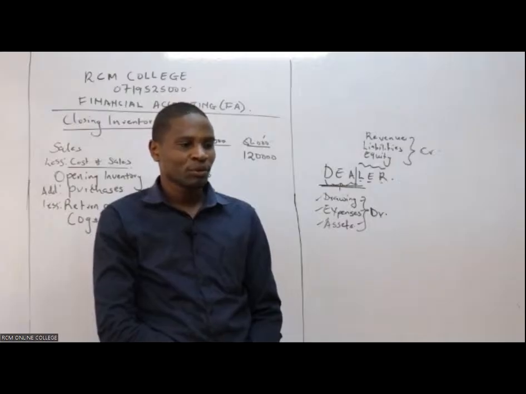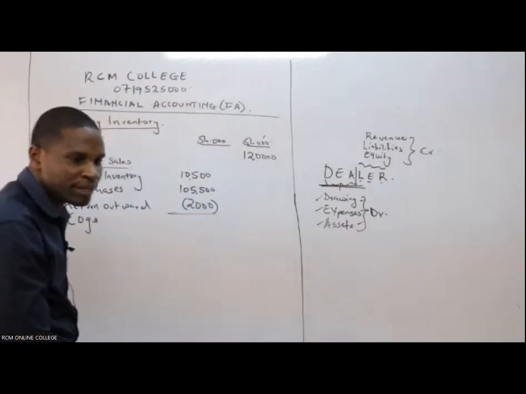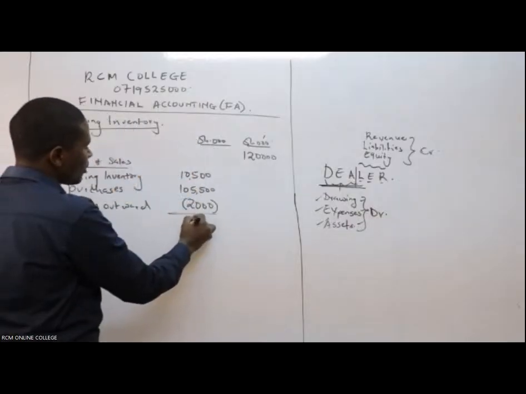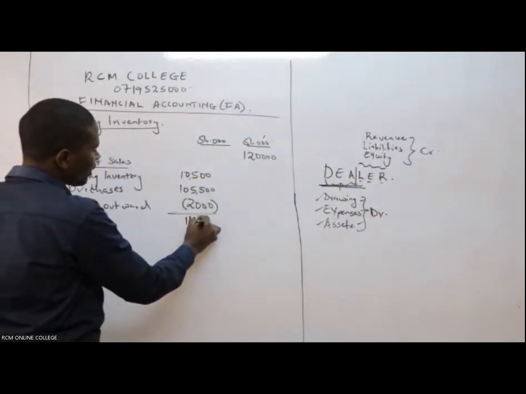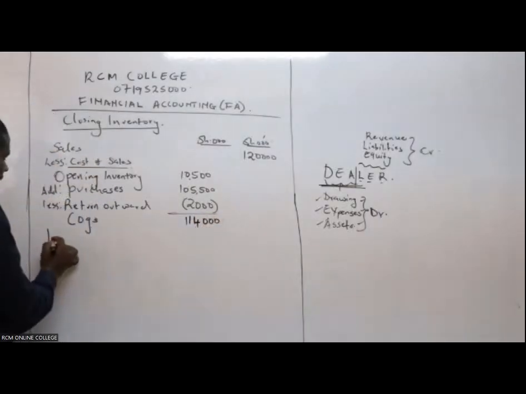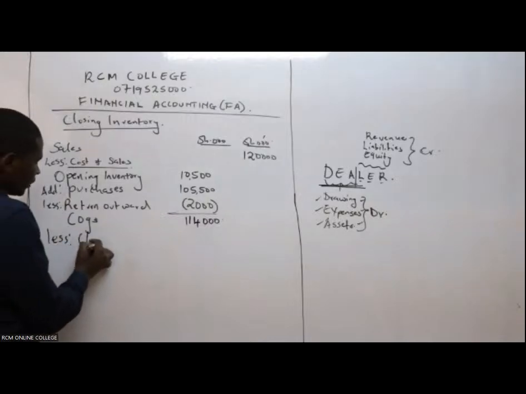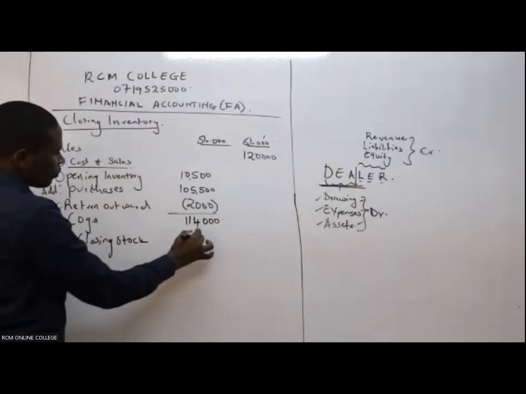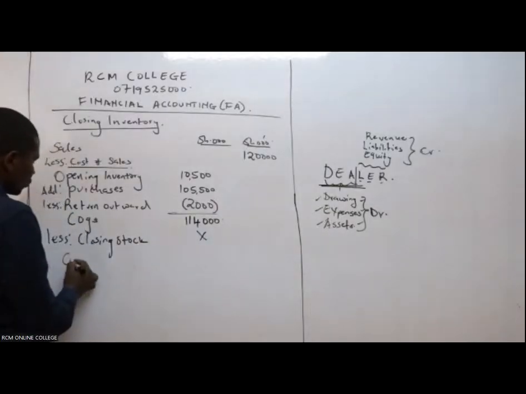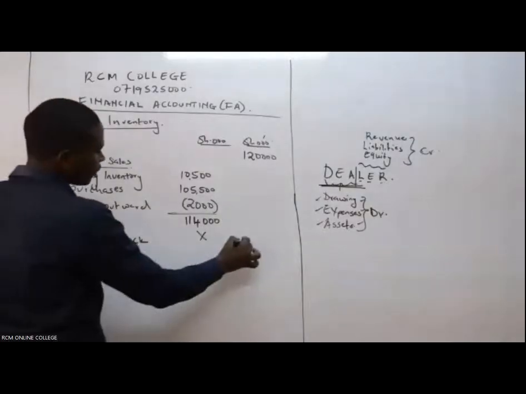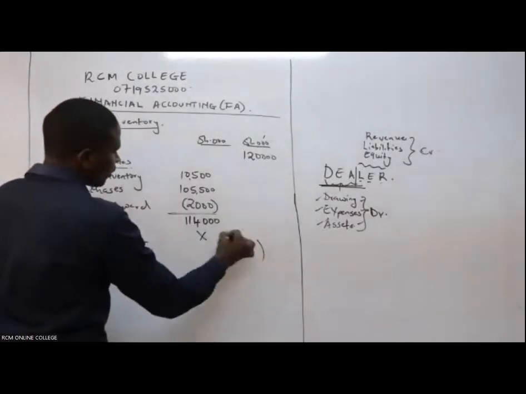114. This is Miss Winsley. Miss Winsley anatuambia kwamba ni 114,000. Asante. Then from that we usually raise the closing stock so that we're able to get our cost of sale.